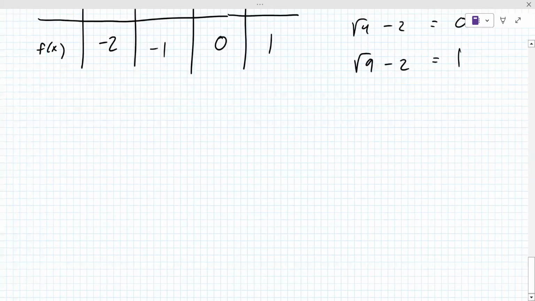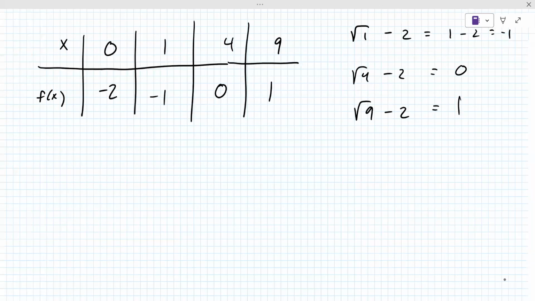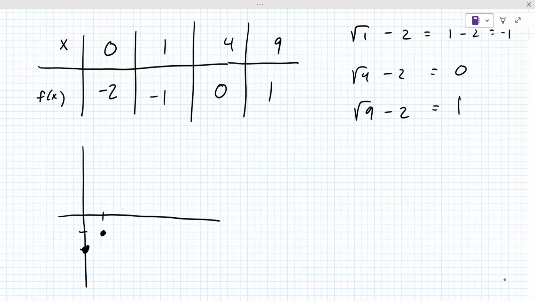Next thing is to make a graph. Rough sketch. This does not need to be any artistic thing. Basically, it's just, do you know where to put the points? There's 0, -2. Here's 1, -1. 2, 3, 4. There's 4, 0. And then if we keep going out, 5, 6, 7, 8, 9, there's 9, 1.